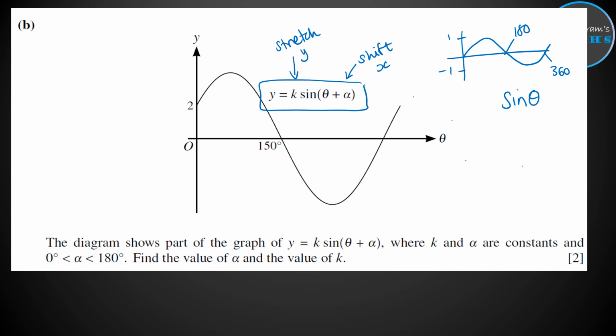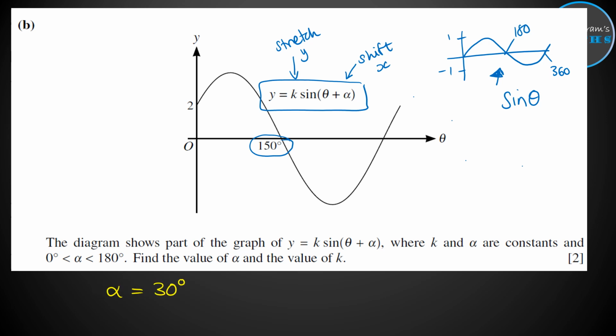Now that's the easiest one to think about. We can see we've got a shift from 180, where it was on the original graph over here. It's now at 150, so it's got a shift to the left by 30. So that alpha has got to be 30 degrees.